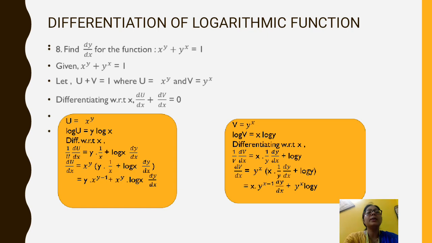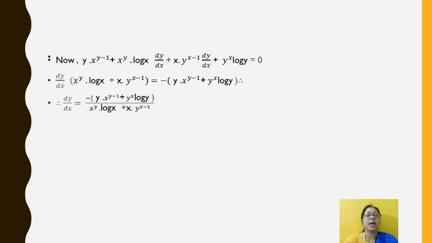Next, we have u plus v is equal to 1. Differentiating with respect to x, du/dx plus dv/dx is equal to 0. So in that place we have to put the values of du/dx and dv/dx. After putting them in, I have taken the dy/dx term common and on the right hand side taken all the other variables. Then we just have to divide by whatever is multiplied with dy/dx. So all these sums are very important.